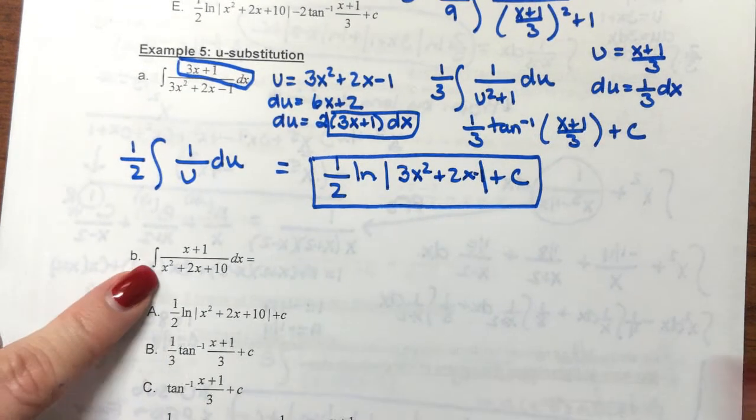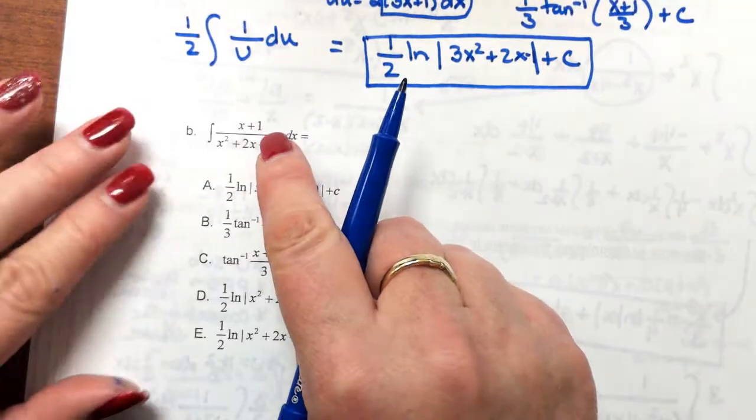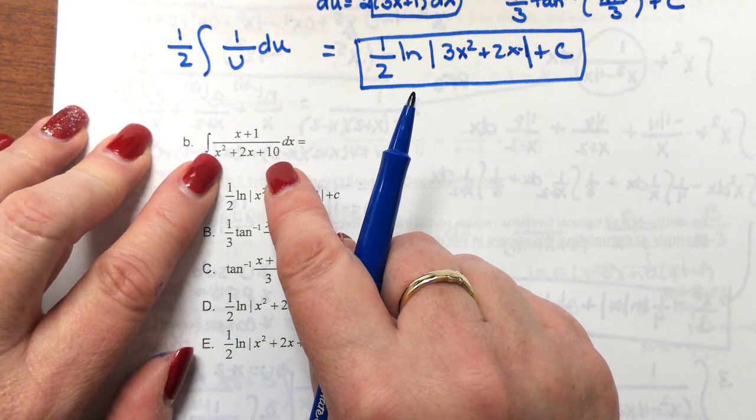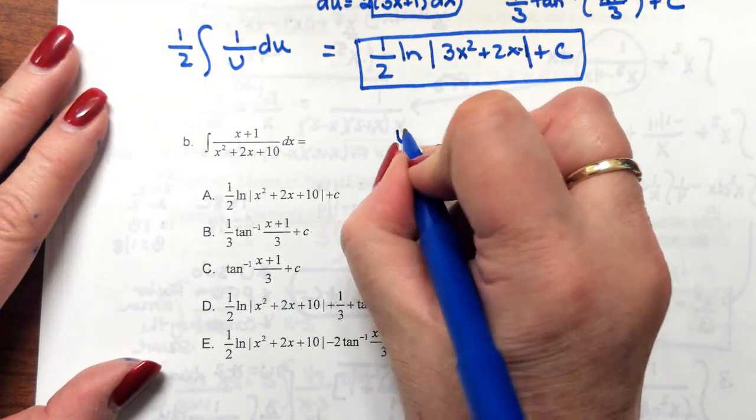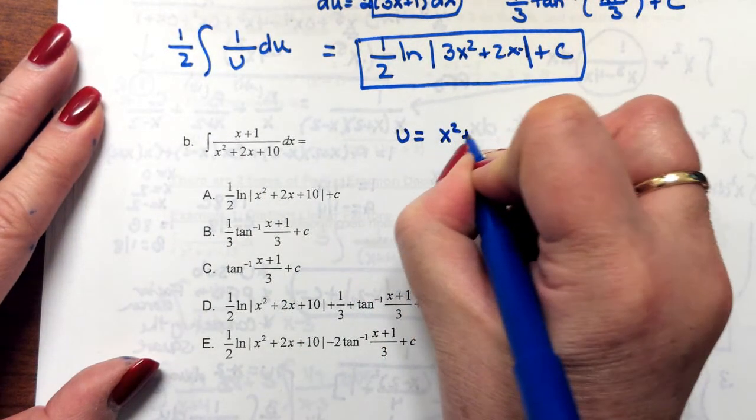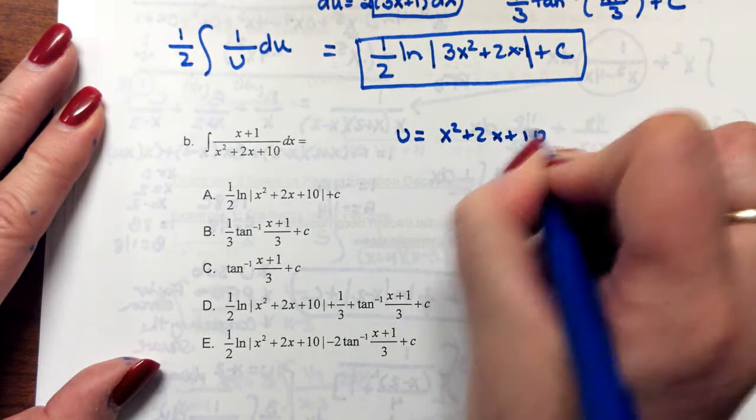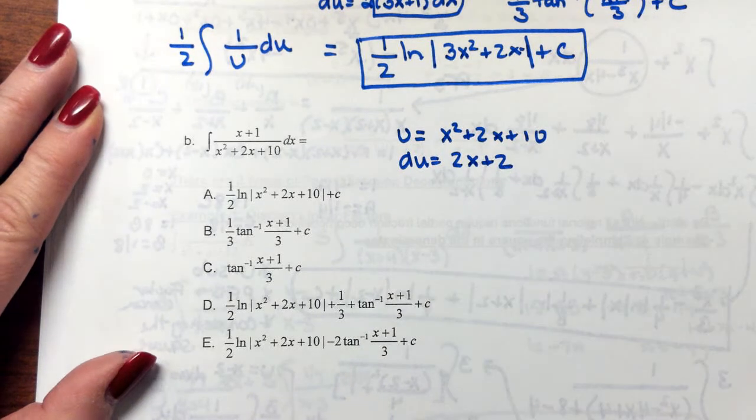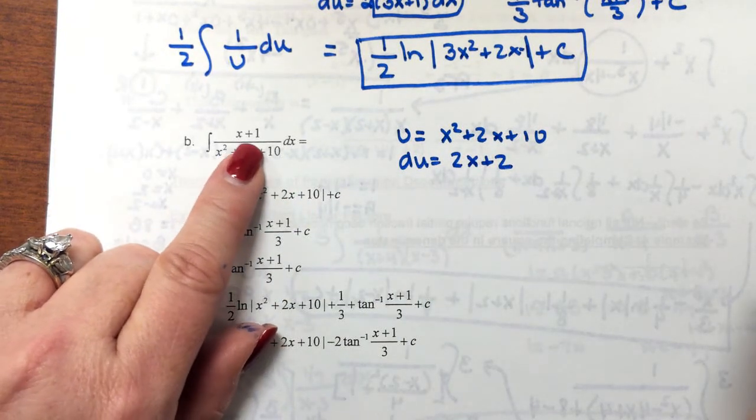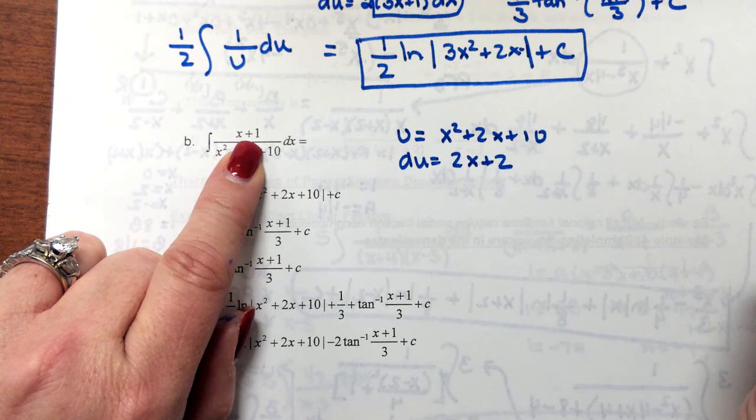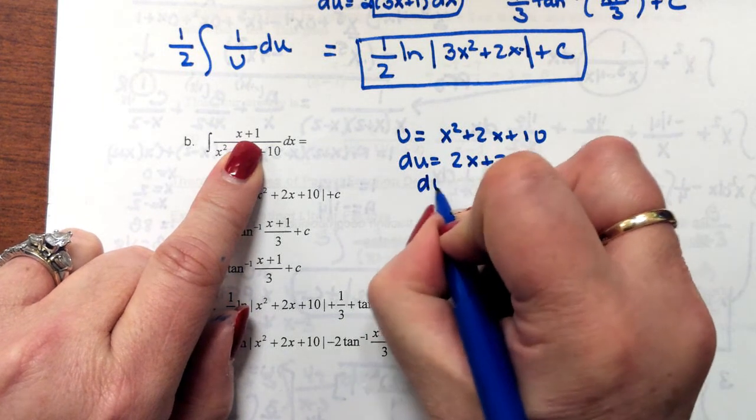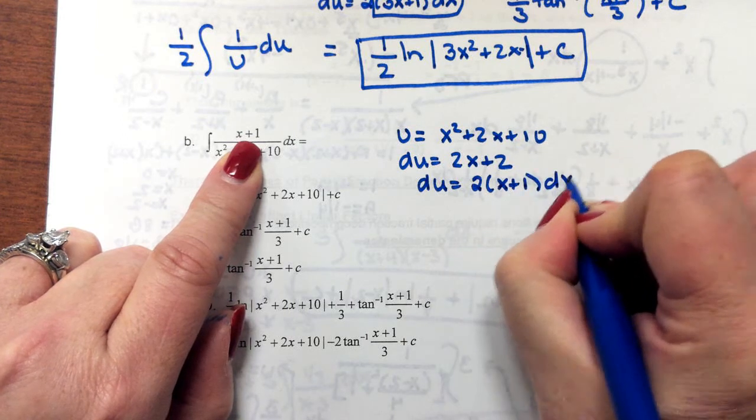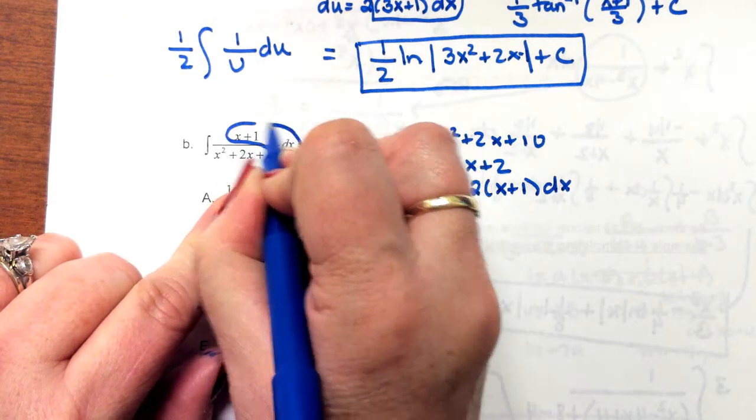So again, when you look here, notice I've got an x plus 1 in the numerator, x squared plus 2x plus 10. So since the denominator is 1 degree larger than the numerator, let me look for a u sub. So x squared plus 2x plus 10. My du is going to be 2x plus 2. So notice again, doesn't exactly match what I have already in this numerator. But I can factor out that 2. So there's that x plus 1 dx that I need.